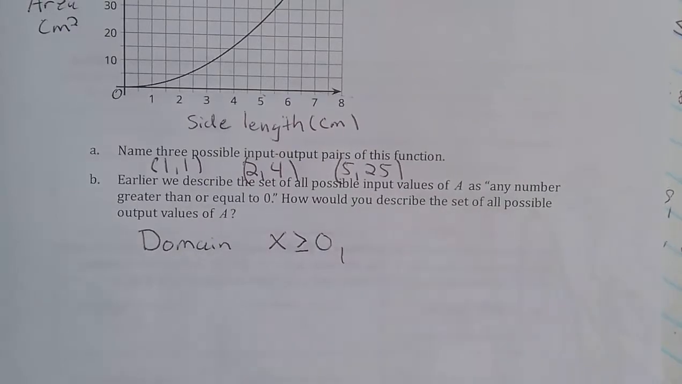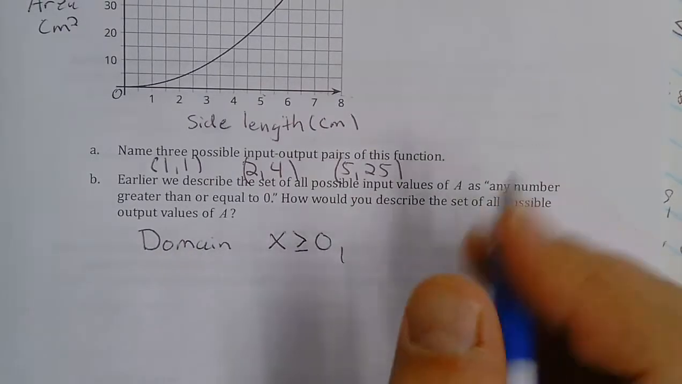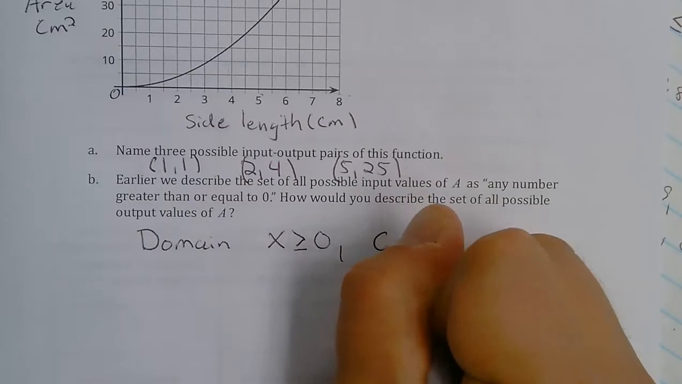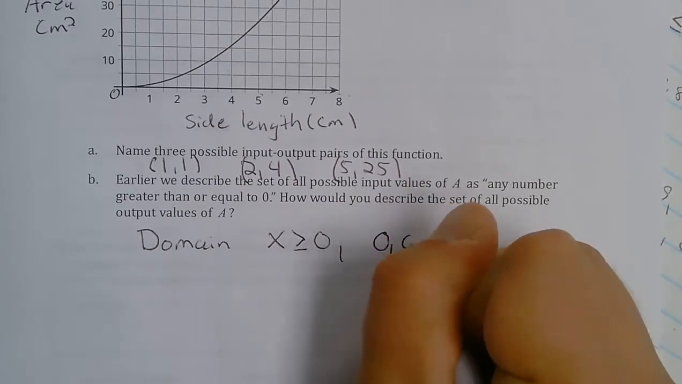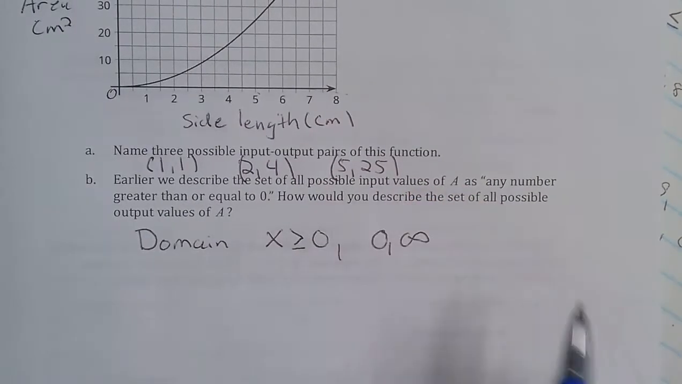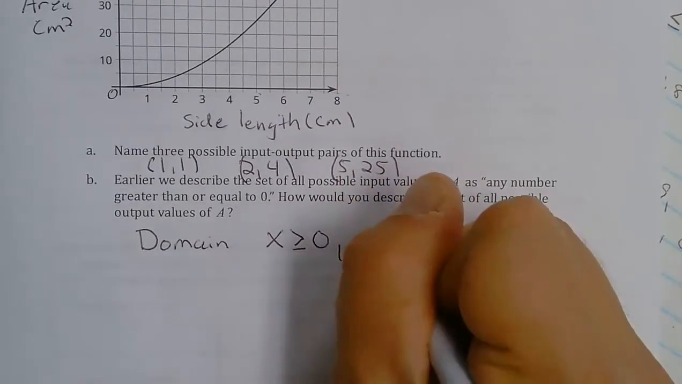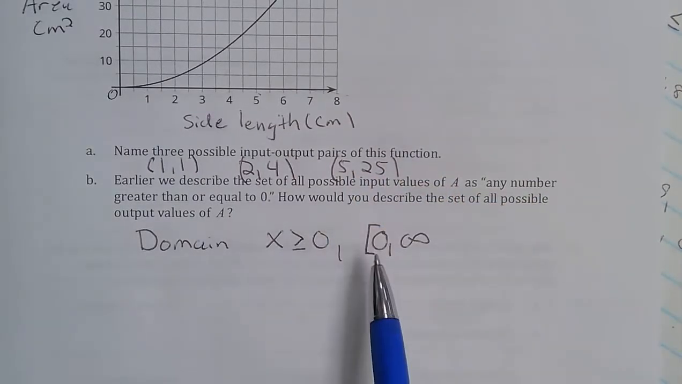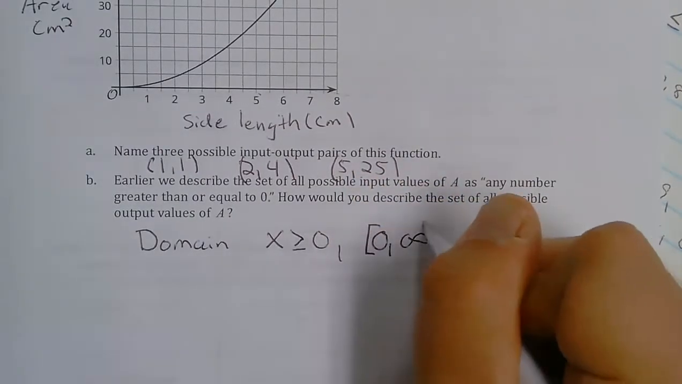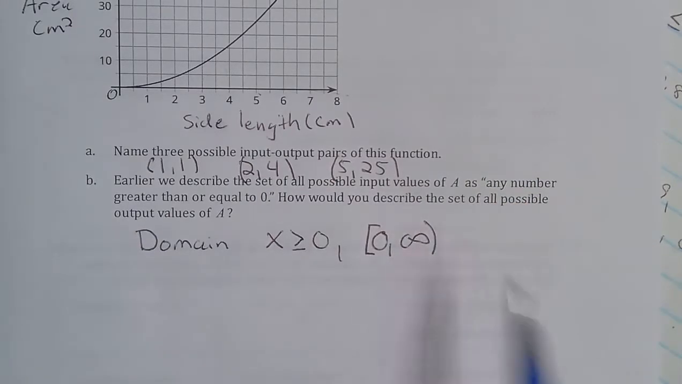You could also write it in words. Another way that you might see that is we can say you could go from 0 to infinity. And to say you can be equal at 0, you just put this square bracket, but you can't ever reach infinity. That's why you put the parenthesis.